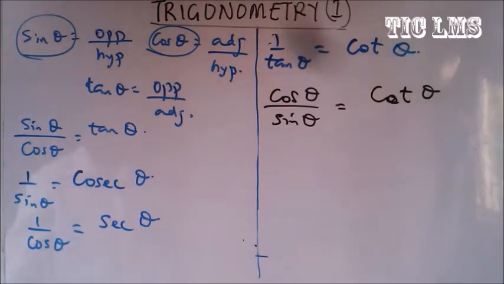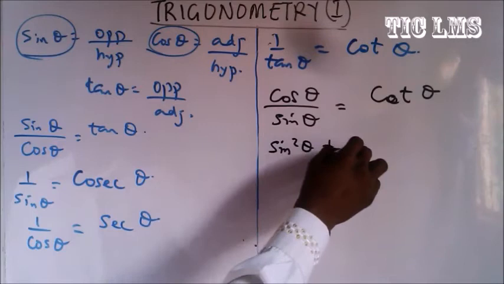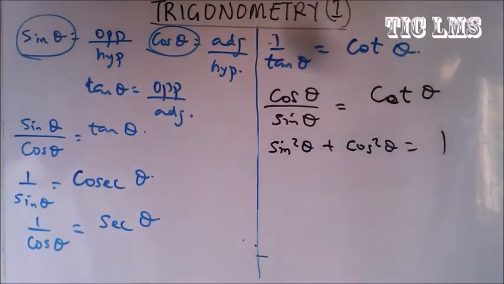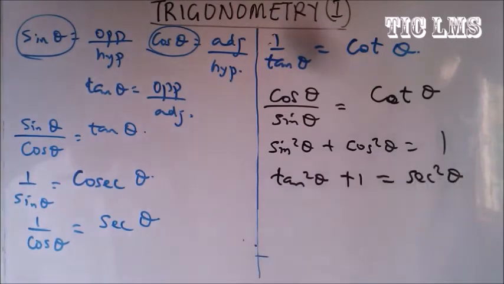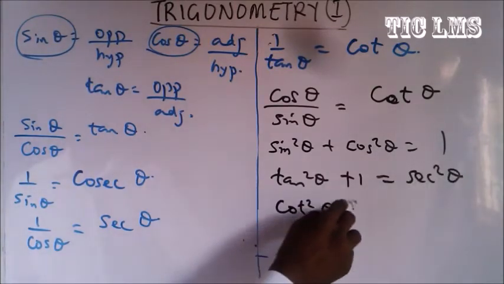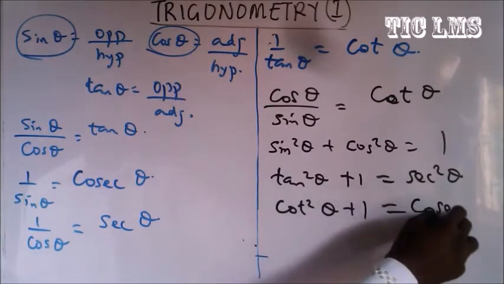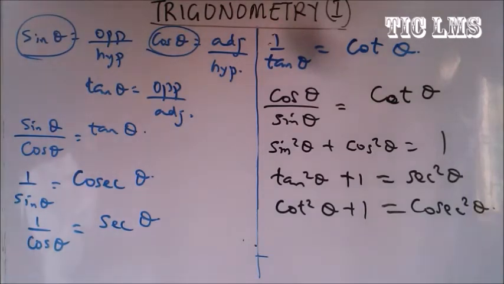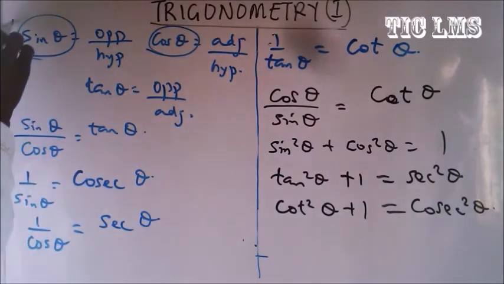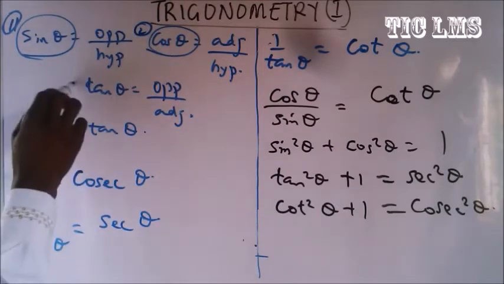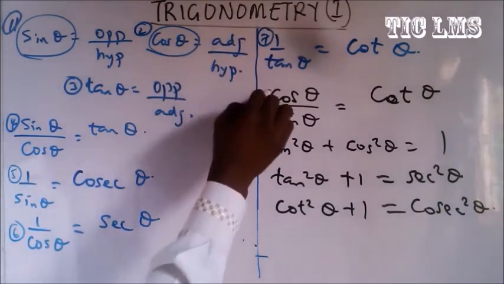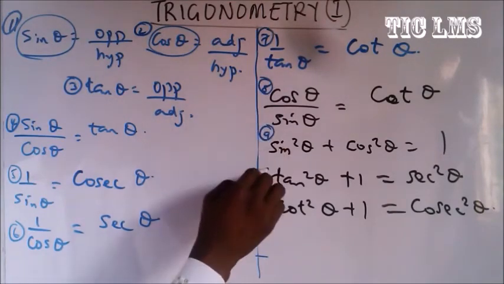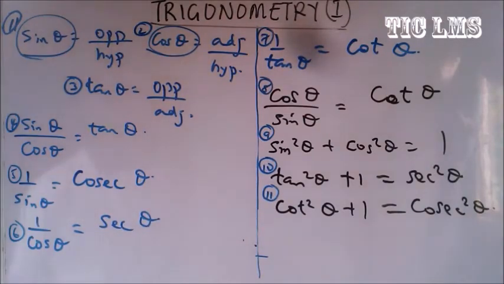Alright? Some other identities include sine square theta plus cos square theta equals 1. And also tan square theta plus 1 equals sec square theta. And also that cot square theta plus 1 gives cosec square theta. Now all these are the identities that we need to make use of, especially when we have to solve questions. So we have 1, 2, 3, 4, 5, 6, 7, 8, 9, 10, 11. We still have some more identities.